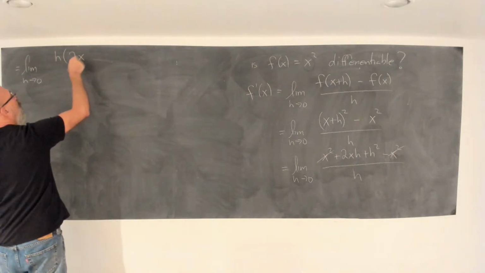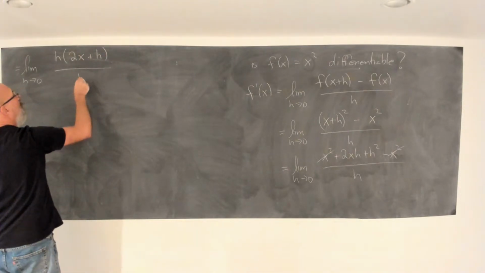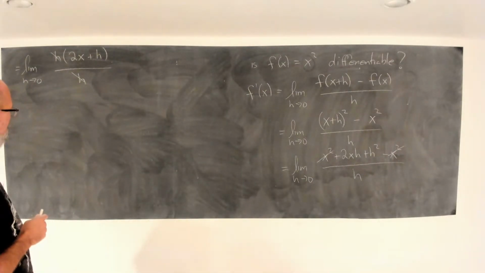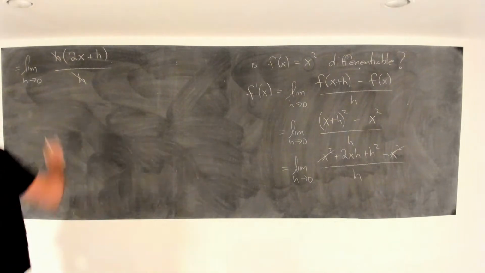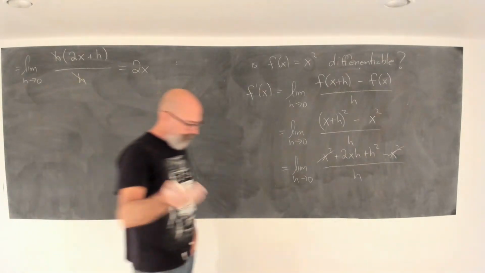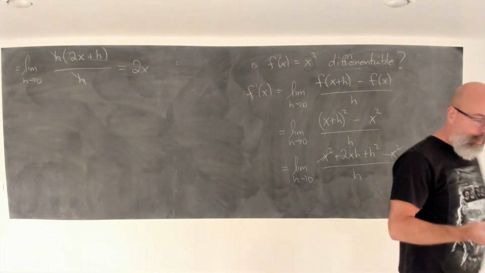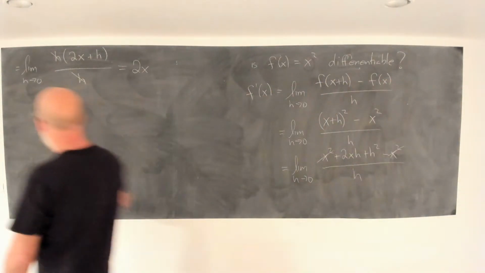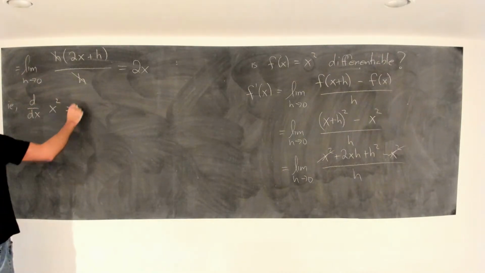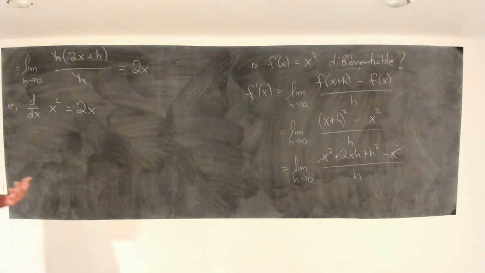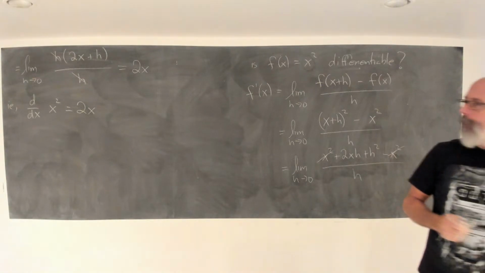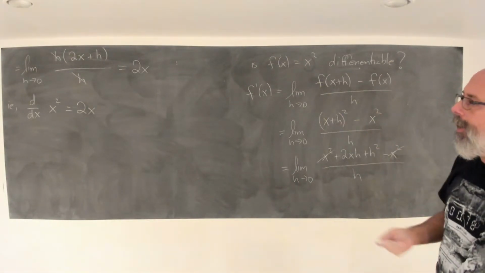Factor out an h. The h's cancel out nicely. And as h goes to 0, we have a 2x. Notice that, so what are we saying? We are saying that the derivative of x squared is 2x. This is regardless of the point x. Right? The derivative of x squared is 2x.